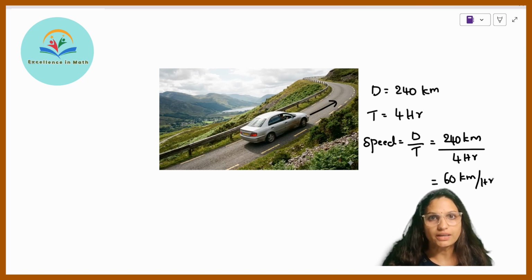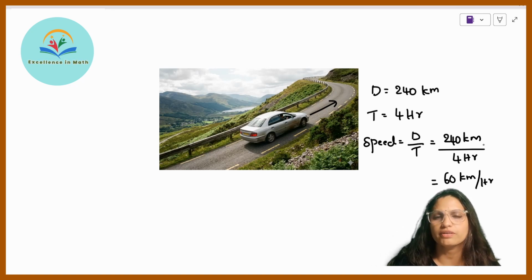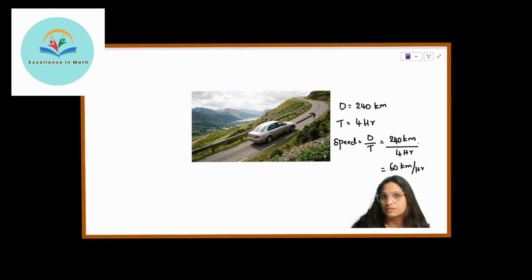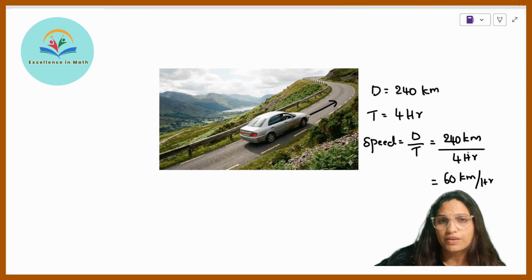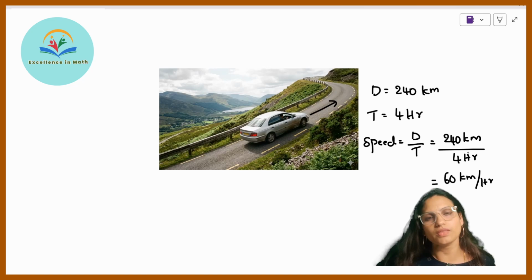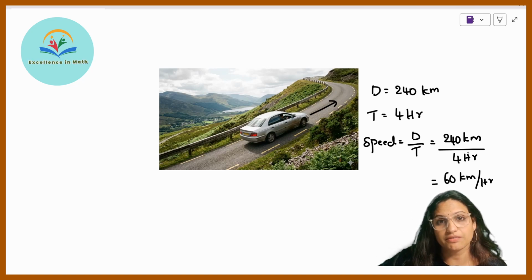Simple, right? Let the policeman pull him over. Why? Can you guess what happened? To understand the problem, we need to find the instantaneous speed, not the average speed. At some specific traffic signal, he was traveling at 80 kilometers per hour.